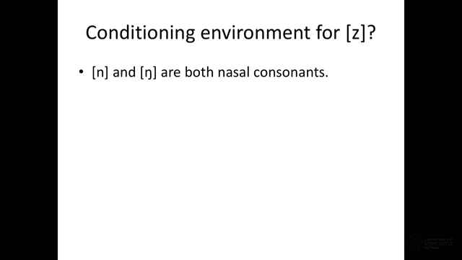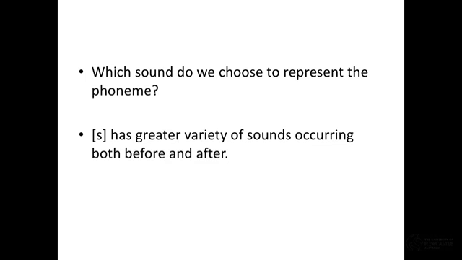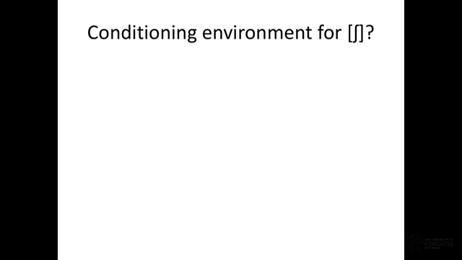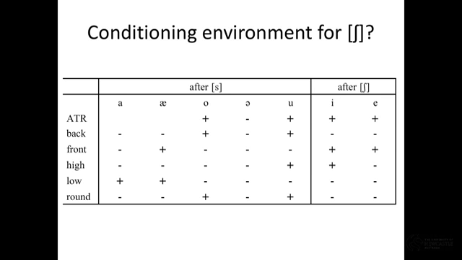The conditioning environment for z is after a nasal consonant. This should be obvious without needing feature charts, as we only have to consider the two sounds, the alveolar nasal and the velar nasal. The environment conditioning sh is more complicated, as there are different vowels that occur after s and after sh. So we need to use our feature charts.